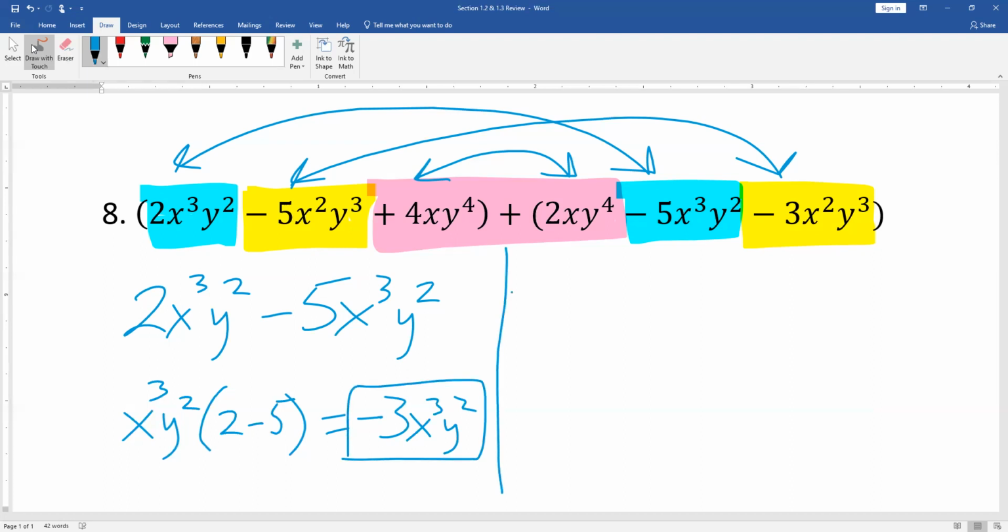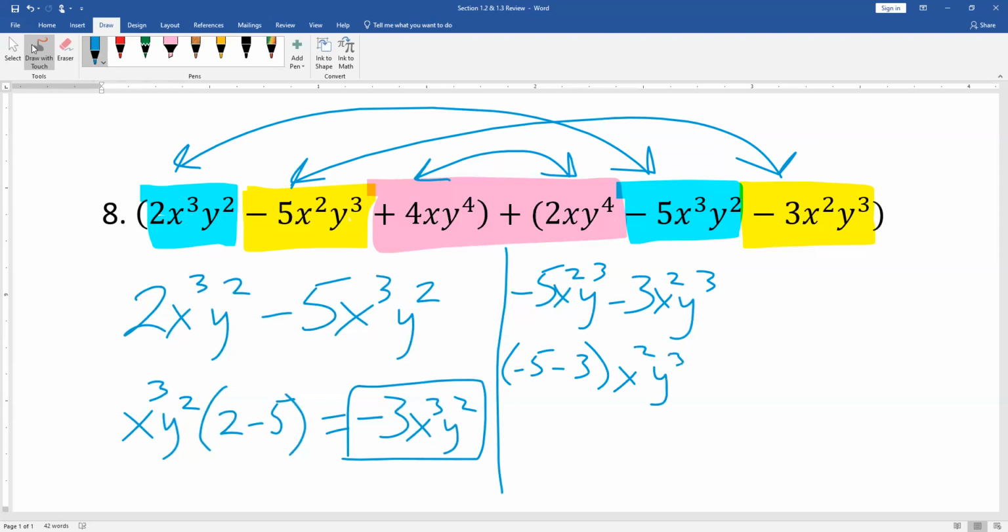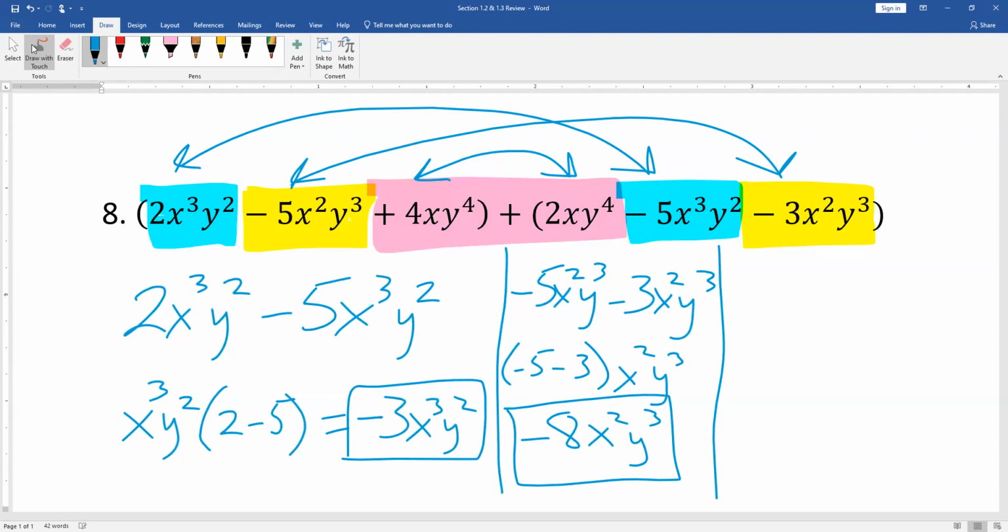All right, the next is the -5x squared y cubed minus 3x squared y cubed. And these are like terms. We have -5 minus 3. So that's like a -5 plus a -3, x squared y cubed. And so that gives us -8x squared y cubed. All right, last, so that's our second simplified term. And then the last one is the pink one.